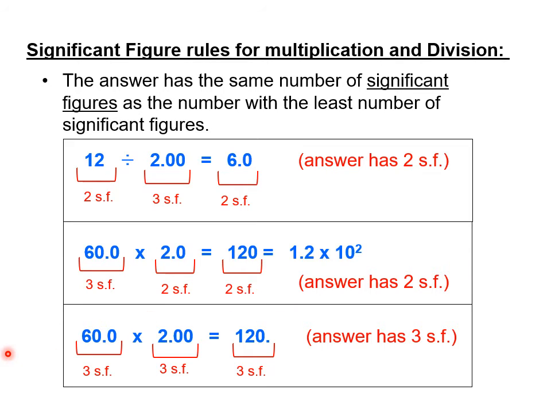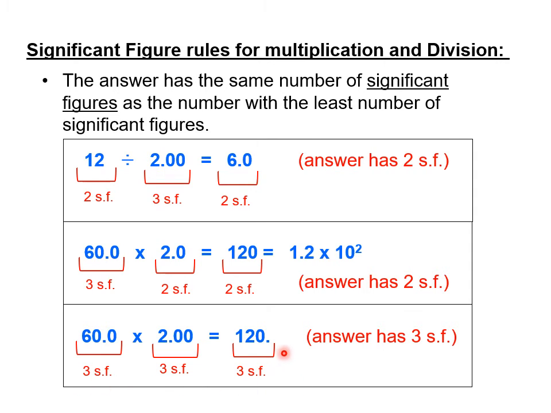And then here's a third example, similar to the one above, except here it's 60.0 times 2.00. Notice that both of those numbers have three significant figures, which means that my answer would also have three significant figures because the least is 3.